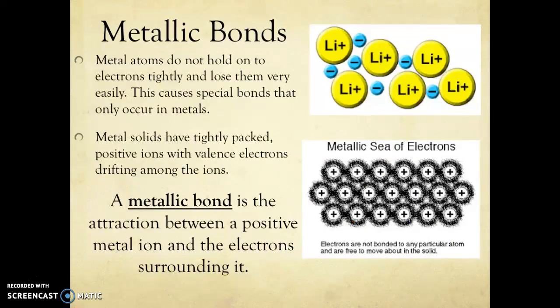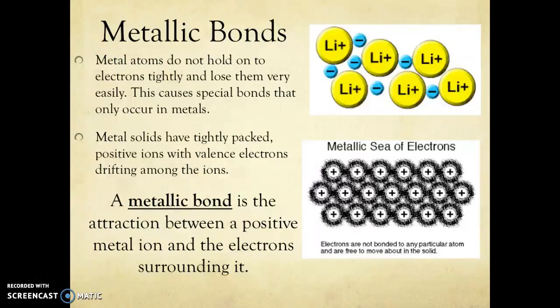Next we have metallic bonds. Metals are kind of special elements. Basically, the atoms don't hang on to their electrons very well, and they lose them very easily. So this causes a special type of bond to happen, and this only happens in metals. So basically, when you have a metal solid, the atoms come very closely together, and they basically just let go of their electrons.